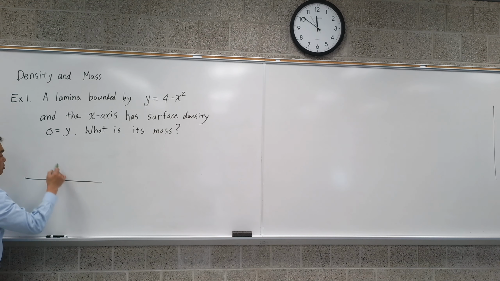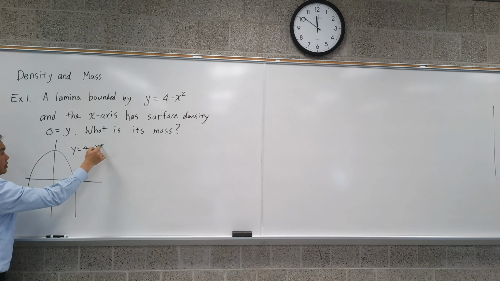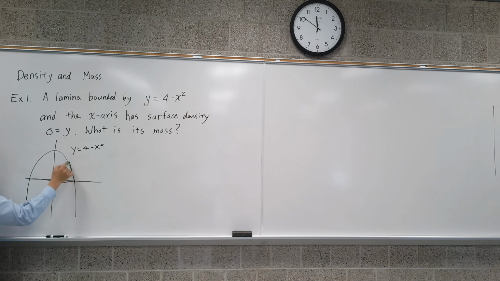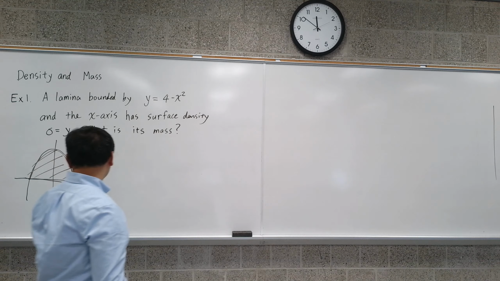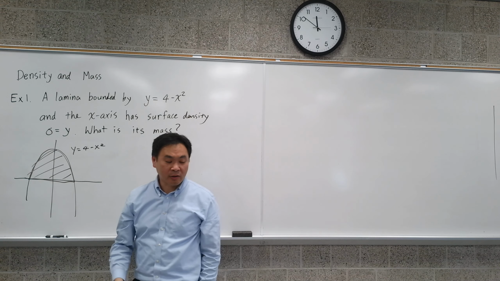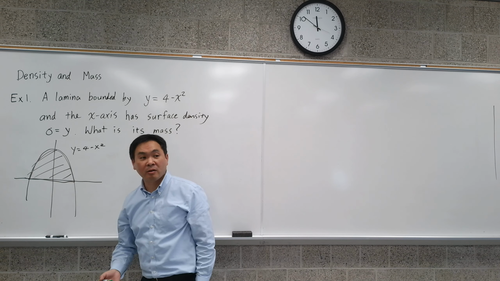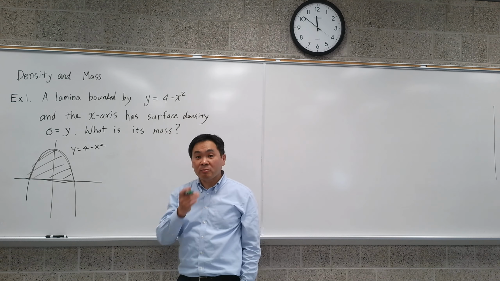Here's a region bounded by y equals 4 minus x squared and the x-axis. If you have a constant density, usually in physics, density is mass divided by volume, right?